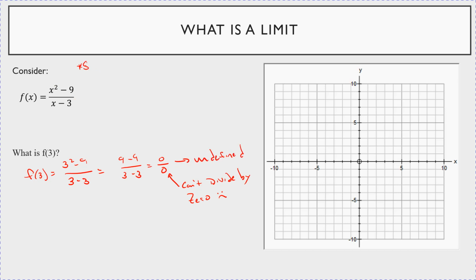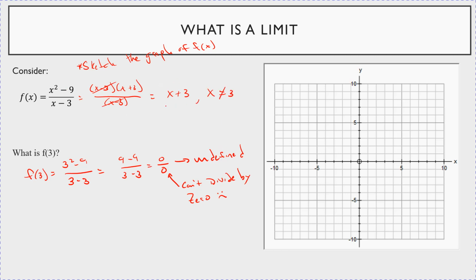let's sketch the graph of this function. Here's the thing. If you look at this, you can see that this is the difference of two squares. It's going to factor into x minus 3 times x plus 3 all over x minus 3. Look, these terms will cancel out, and the graph of this function is just going to look like x plus 3. But we know x cannot be equal to 3.